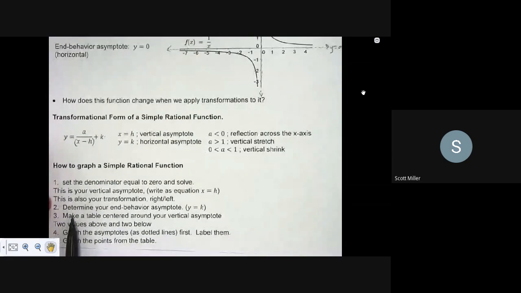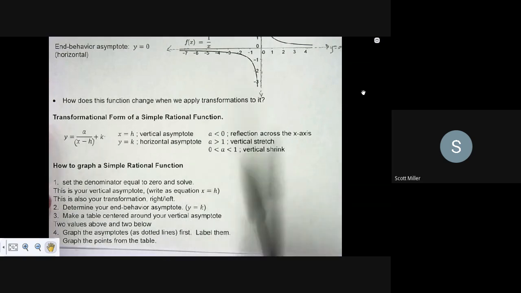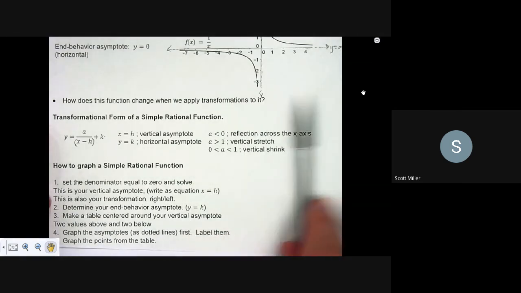Then we're going to make a table, and we're going to center the table around your vertical asymptote. Wherever the vertical asymptote is, we're going to pick a couple numbers to the right and a couple numbers to the left.